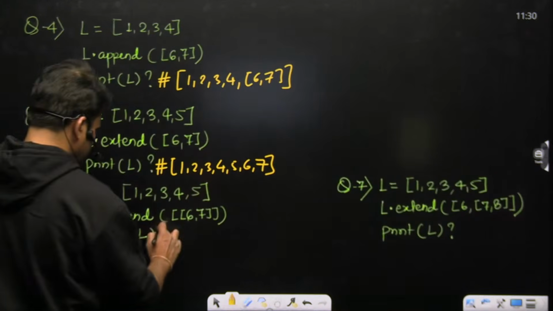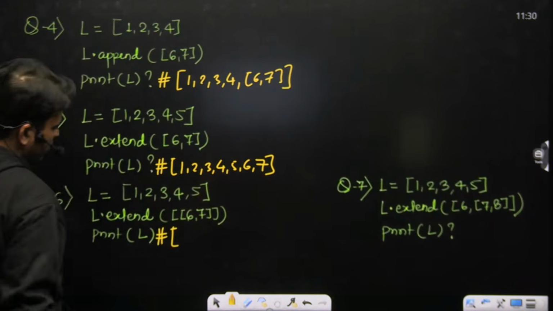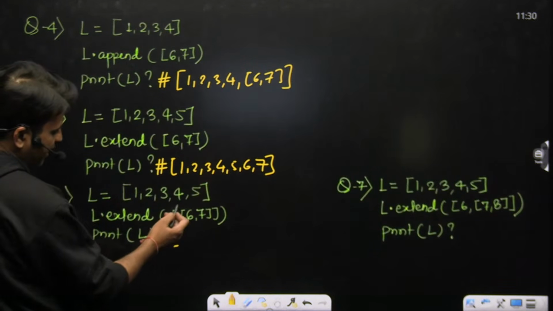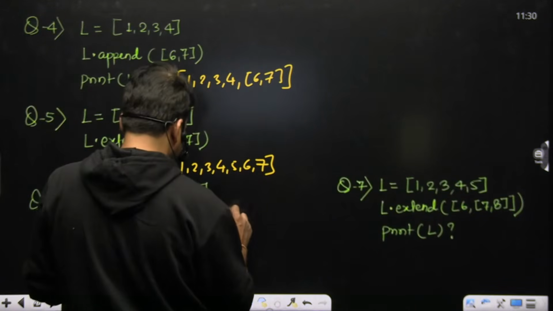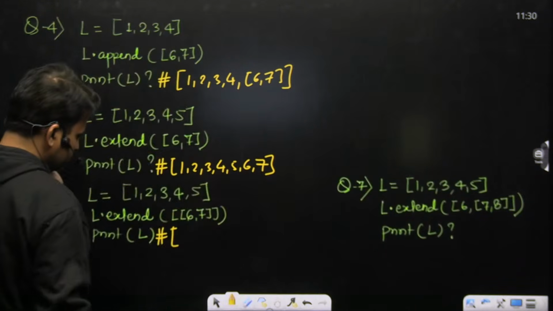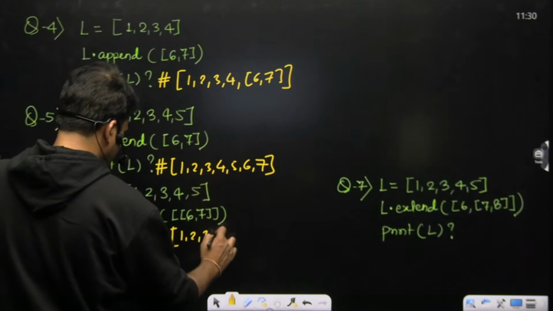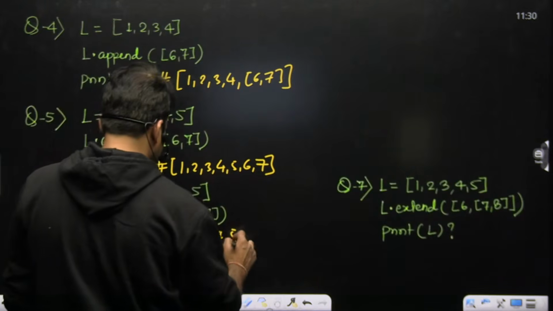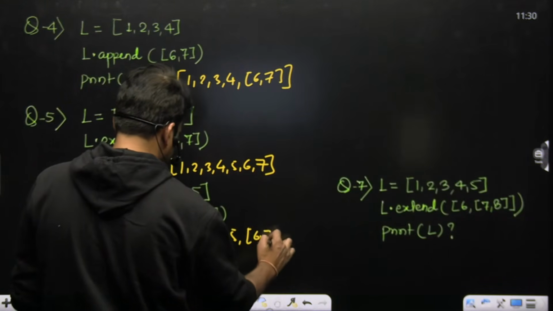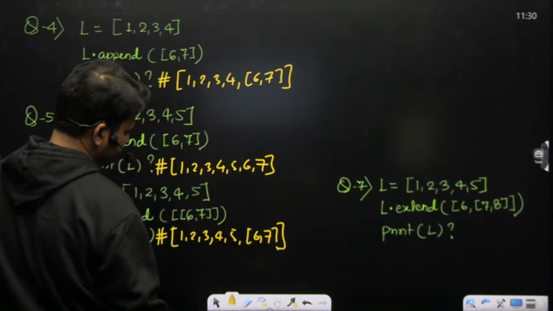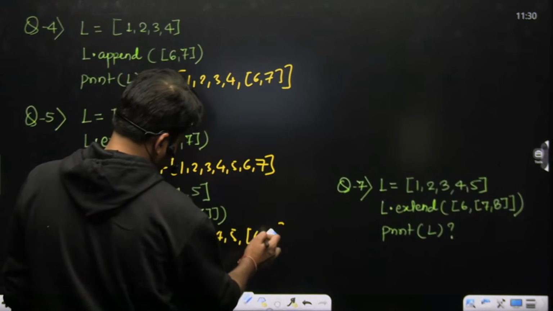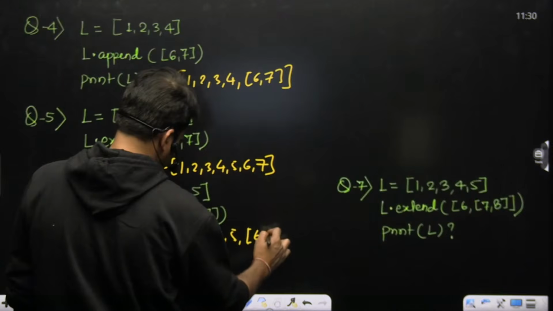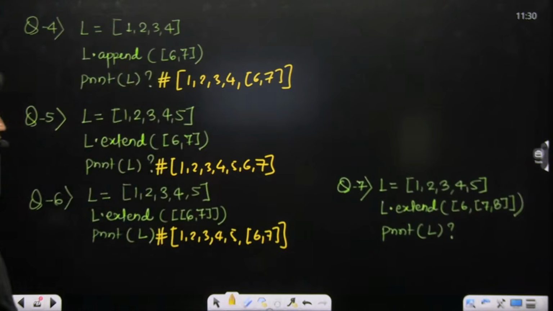What about this one, student? This is the extend function. Extend removes the outer bracket. Okay, so the output of this is 1, 2, 3, 4, 5. It removes this outer bracket, since there are nested lists. So this is the answer, student. Okay. The outer bracket is removed, student.